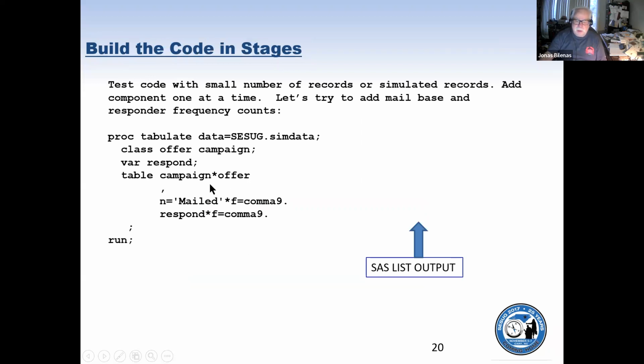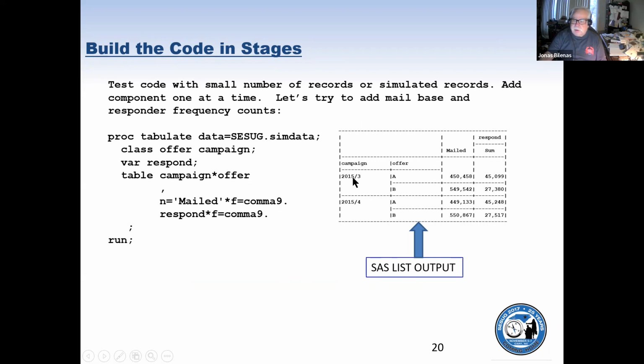So we'll look at the campaign by the offer, and we'll look at N mailed and how many responded. So we get this kind of output. This is the old-fashioned output that comes out if you don't use ODS. But you got the 2 campaigns, the 2 mailed totals for A, B in this campaign and A, B in this campaign. And the response is over here. There's more people responding for the A offer, which is a better offer.